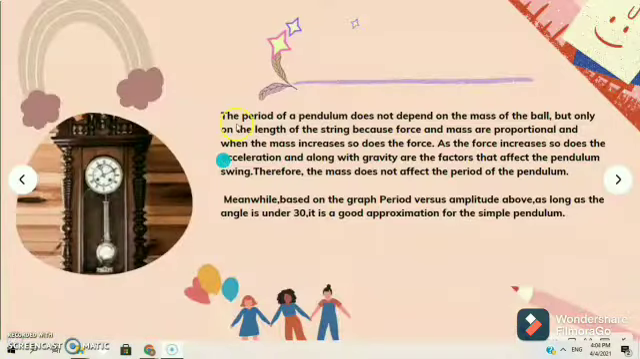The period of a pendulum does not depend on the mass of the ball, but only the length of the string, because force and mass are proportional, and when the mass increases, the force increases as well. Based on the graph of period versus amplitude above, as long as the angle is under 30 degrees, it is a good approximation for the simple pendulum.